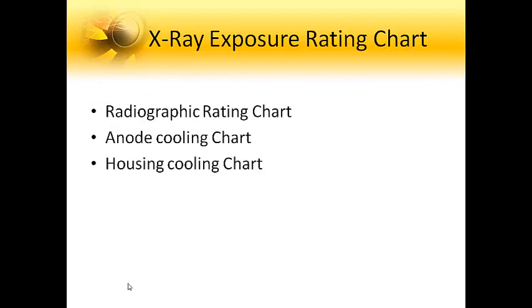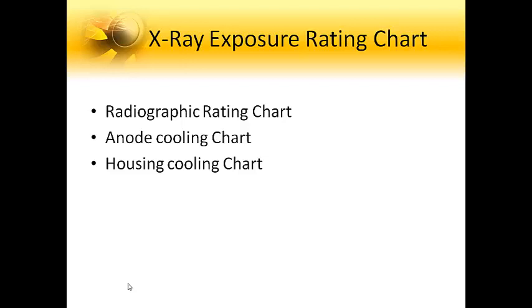Basically, there are three types of X-ray tube rating chart, which are the radiographic rating chart, anode cooling chart, and housing cooling chart. The radiographic rating chart is the most important because it gives information on which radiography techniques are safe or unsafe for X-ray tube operations.